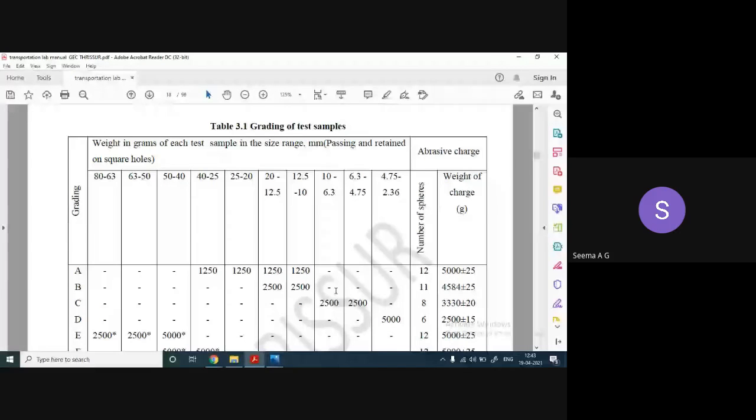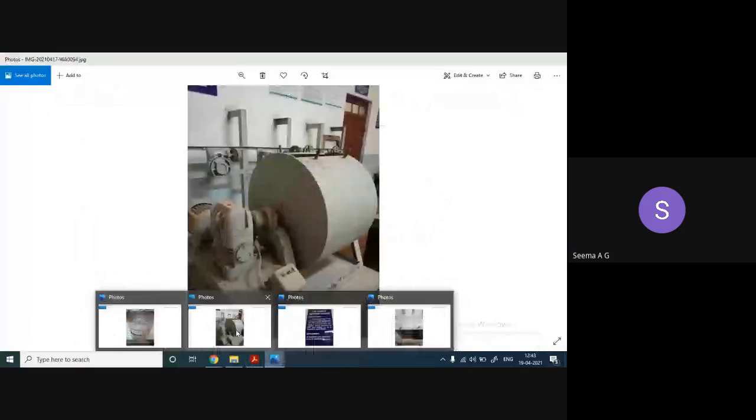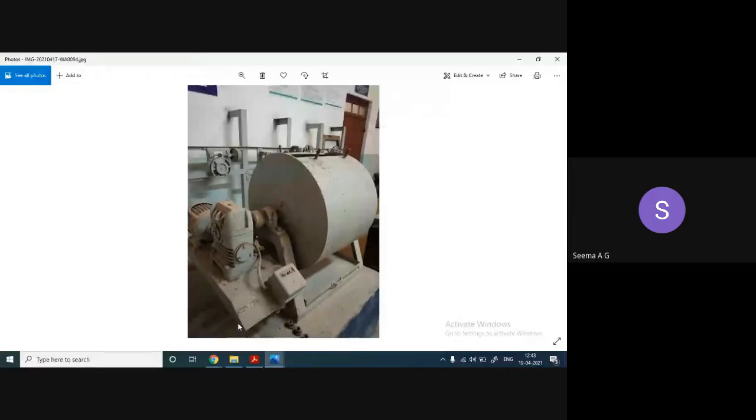Then that, along with the steel balls, is kept in the Los Angeles abrasion machine. And for this testing, 500 revolutions are given, and after completing the revolutions, that is taken out, and the total quantity of aggregates and the steel balls are transferred to a tray kept at the bottom. The steel balls are taken out, and the balance material is sieved through 1.7 mm IS sieve.